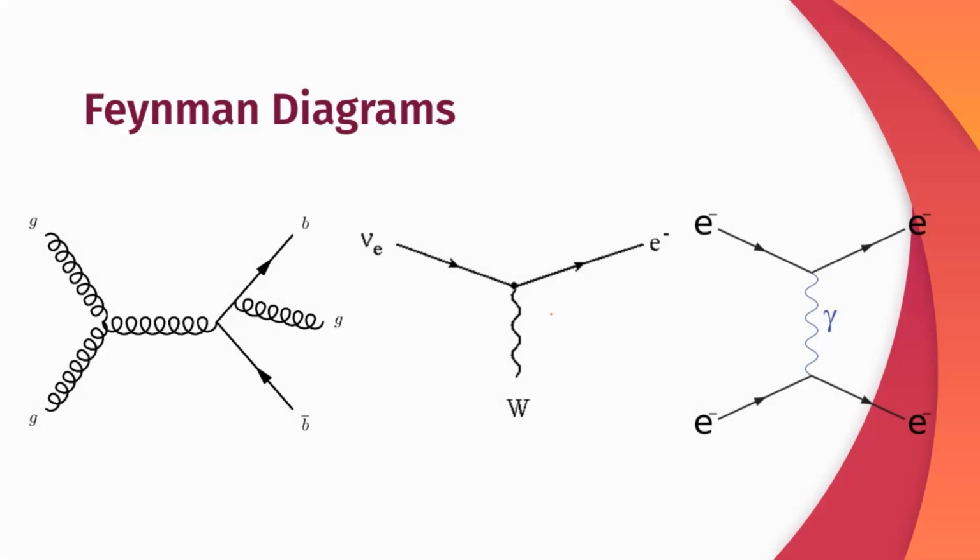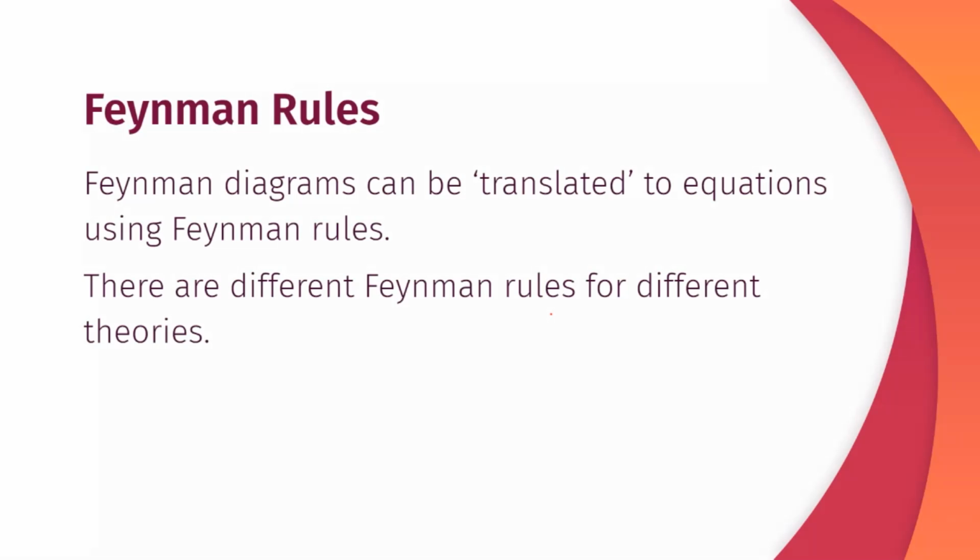In this process, we have weakly interacting particles. So we're going to use the Feynman rules for electroweak theory. And then in this process, we just have particles that interact with the electromagnetic force. So we're going to use rules from quantum electrodynamics. So you can go back to the next two slides now.